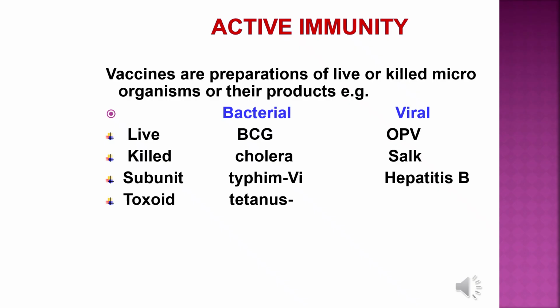Vaccines are preparations of live or killed microorganisms or their products. So there are bacterial or viral vaccines, and there are different types. Live vaccine, an example of bacterial is BCG and viral is OPV. Killed vaccine, an example in bacterial is cholera, and in viral it is Salk, that is for polio. Then subunit vaccine, it is typhoid Vi in bacterial, and hepatitis B in viral. Then toxoid, it can be tetanus in bacterial.